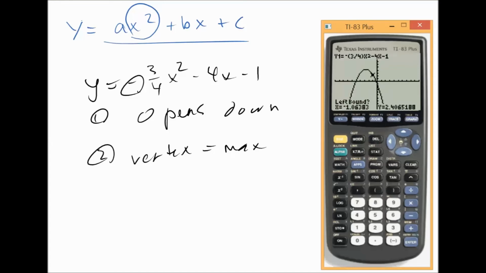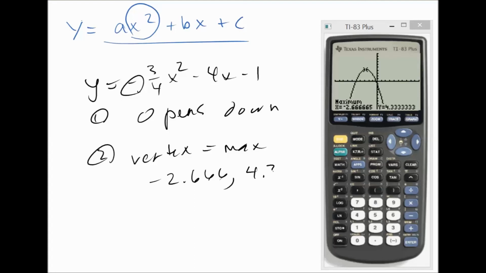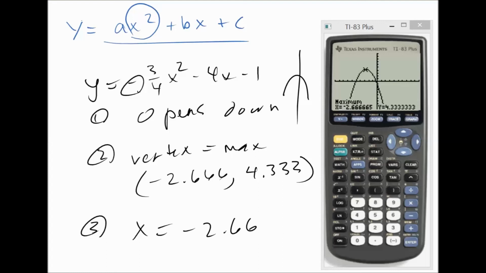Look left bound, we have to choose something to the left. So let's go over here and press enter. Right bound, choose something to the right. Press enter. And it's going to tell us that our vertex is negative 2.666 repeating. And our y is going to be 4.333 repeating. That's going to be our vertex. Number 3 is we're going to need the axis of symmetry. The axis of symmetry is the same as the x value because you draw a line directly down the center of that. So the axis of symmetry is x equals negative 2.666.